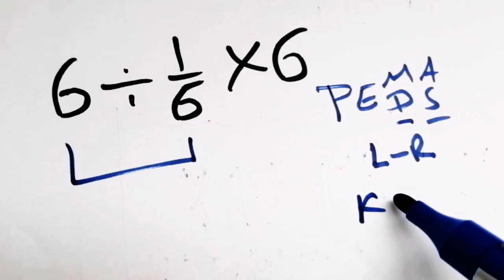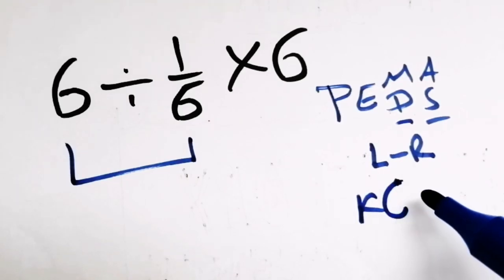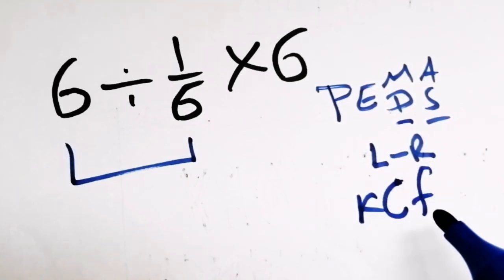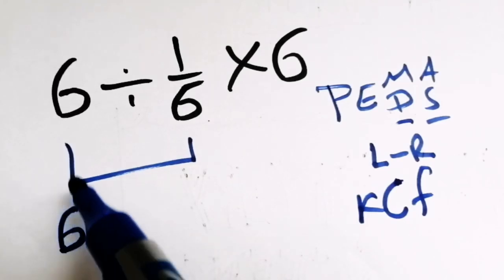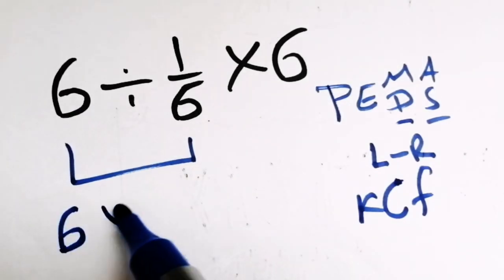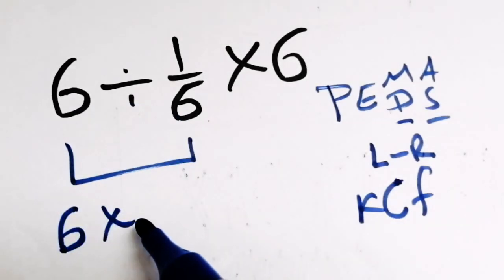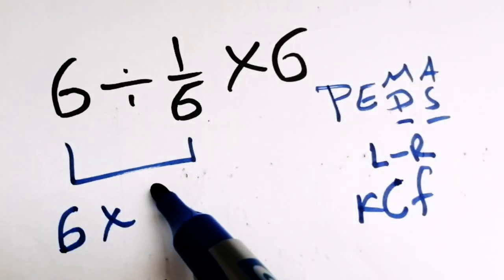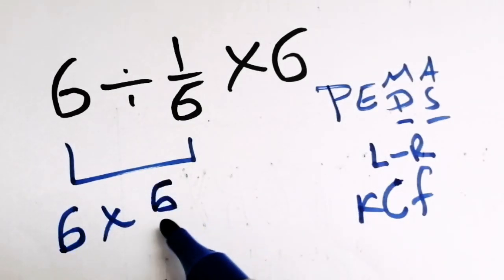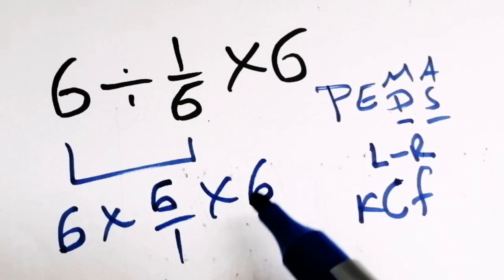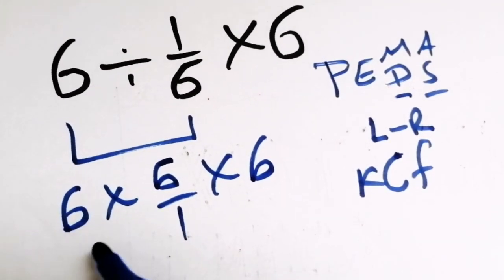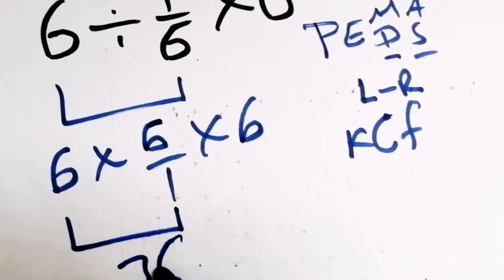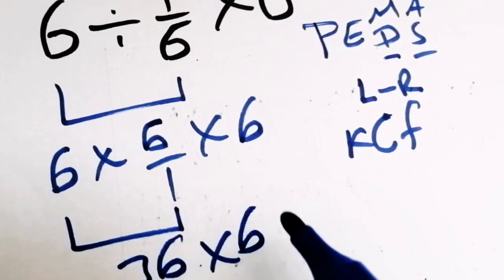K stands for keep, C stands for change, and F stands for flip, okay? So we have to keep the first number and we change this division into multiplication and flip the second fraction, okay? 6 over 1, then times 6. Then here 6 times 6 over 1 means 6 times 6, which equals 36 times 6.